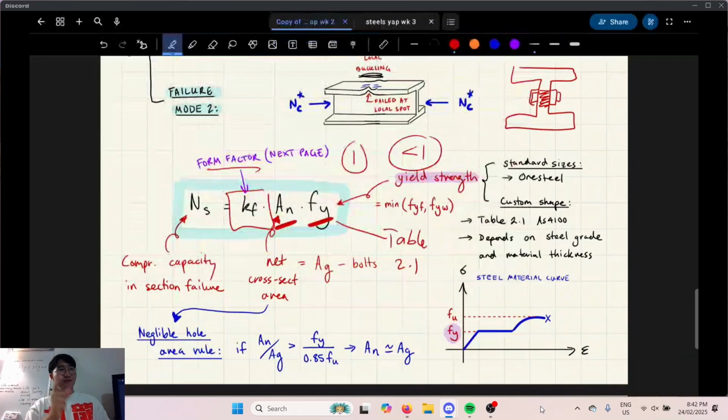So if it's less than 1, what does that mean? Some of the section could buckle, not all of it, but yeah. The closer to 0, the more of it is buckled, right? So how do we determine that?